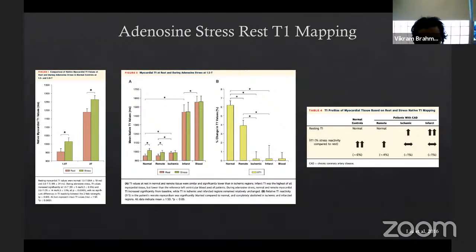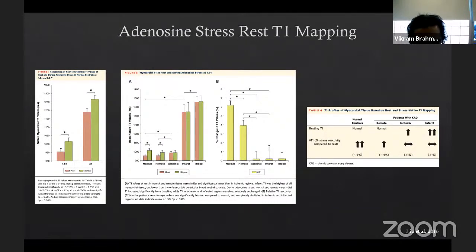T1 mapping, we're starting to use a lot in cardiomyopathy, and it's a good tool to characterize the myocardium and identify disease early. Sort of similar to strain that we use in the echo lab. T1 mapping is highly sensitive to changes in myocardial water content. So it can detect changes in myocardial blood volume. So it's a great surrogate for changes in blood volume.